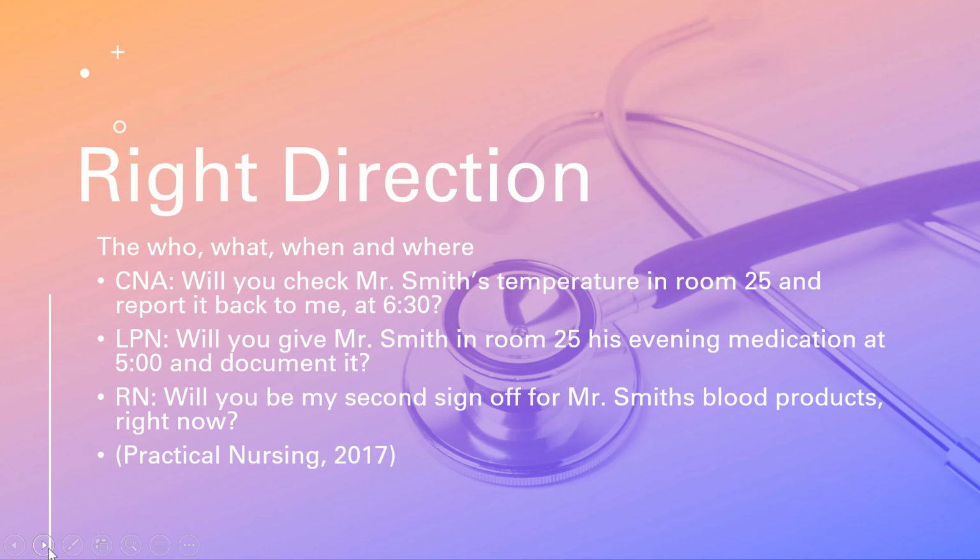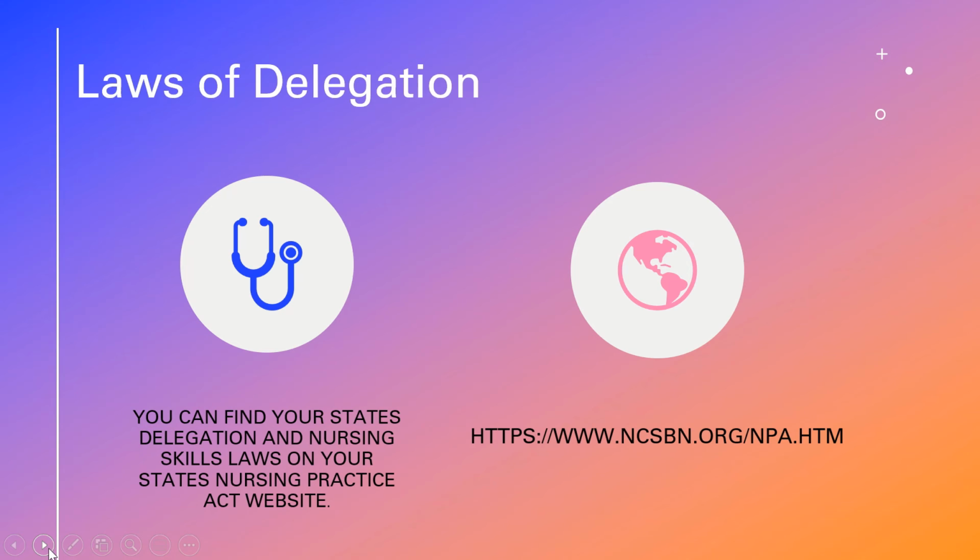For example, to a CNA, you could say, will you check Mr. Smith's temperature in room 25 and report it back to me at 6:30? This gives a who, what, when, and where. To an LPN, you could say, will you give Mr. Smith in room 25 his evening medications at 5 o'clock and document it? To an RN, you could say, will you be my second sign-off for Mr. Smith's blood products right now? This is saying exactly what you need, where you need it, and when. This is very important when giving directions so there's no confusion.